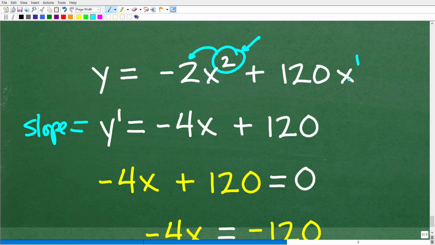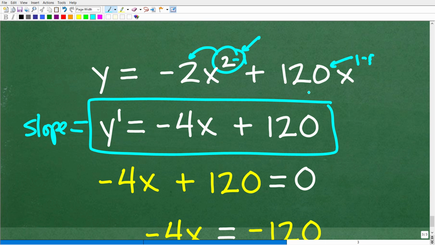And then over here, I'm going to do the same thing. I have x to the first. I'm going to multiply by that number. So that's 120. And then I'm going to decrease the power by 1. So that's x to the 0, or just 1. Okay, so you just decrease the power by 1. This is a basic rule in terms of finding the first derivative of polynomials. Now, this is a huge topic because we are talking about calculus. But anyways, this is the first derivative.